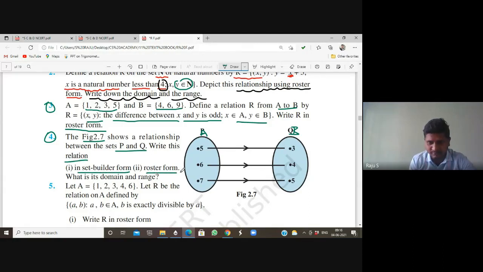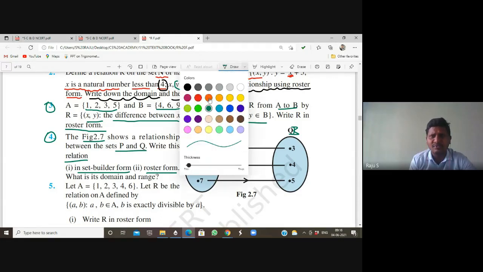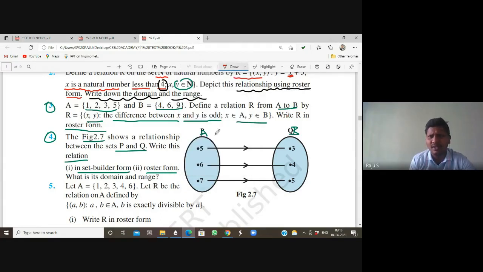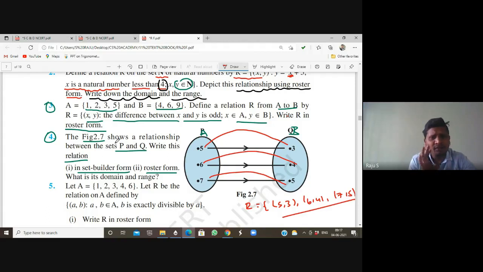Already we've seen that writing roster form is very easy. So 5 comma 3, 6 comma 4, 7 comma 5. Already I explained in the previous class. This is the roster form of the given relation: 5 comma 3, 6 comma 4, and 7 comma 5. Okay, this is roster form. Set builder form is also very easy.